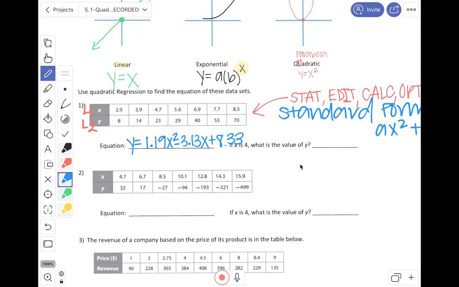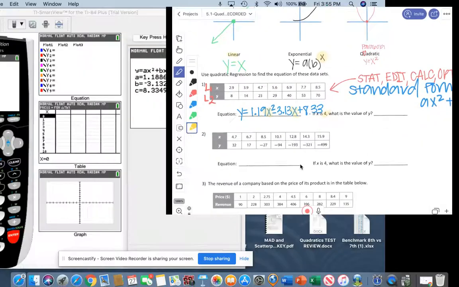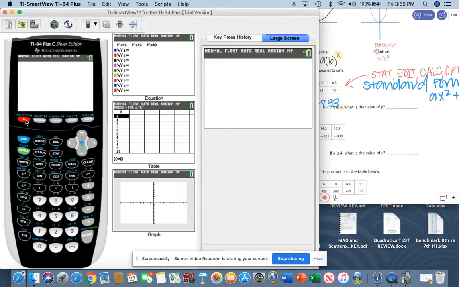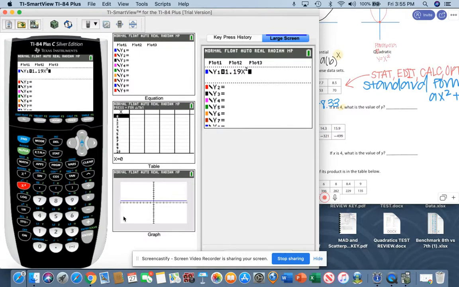So all you're doing is, in this equation that we just wrote, everywhere you see an x, we're going to plug in 4. The other way to do this is to use your calculator. If you go to y equals in your calculator, you can plug in the equation we just got: 1.19 x squared minus 3.13x plus 8.33. And then you can press second graph and it'll show you a table of values.